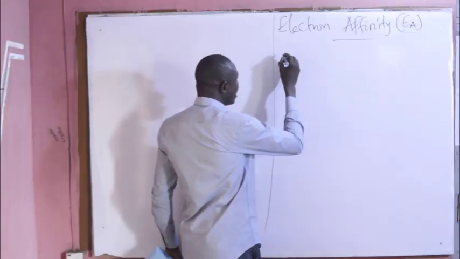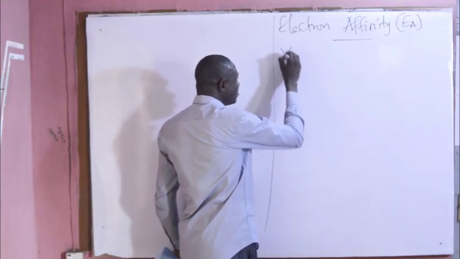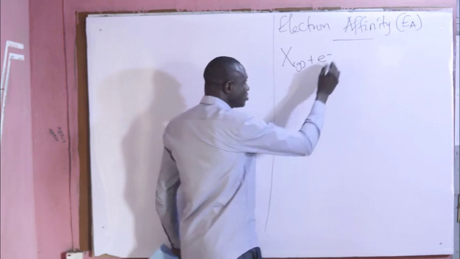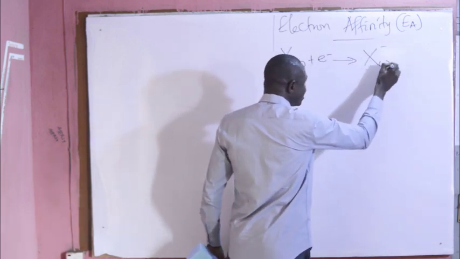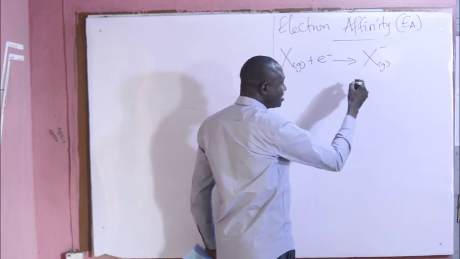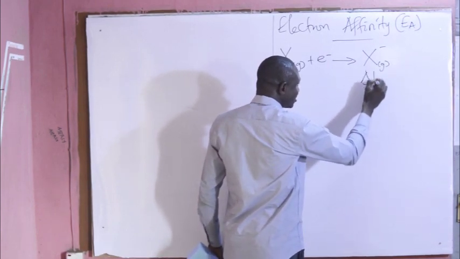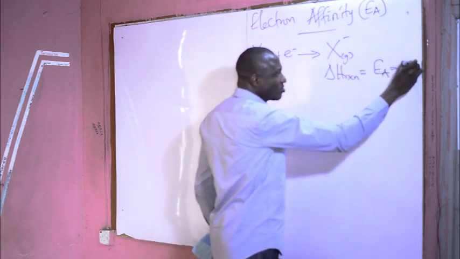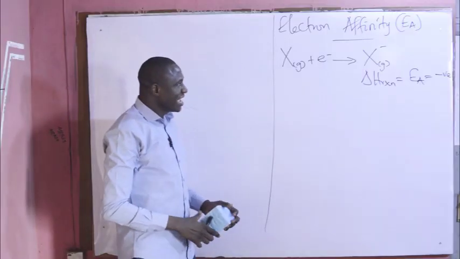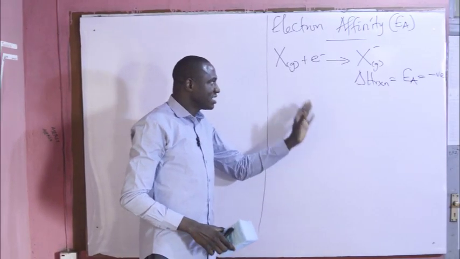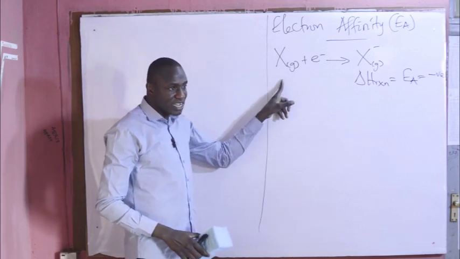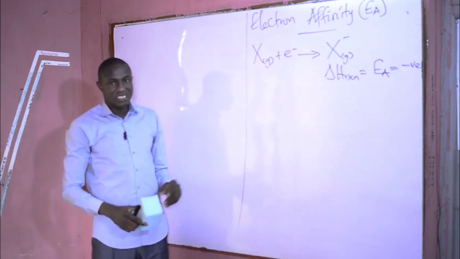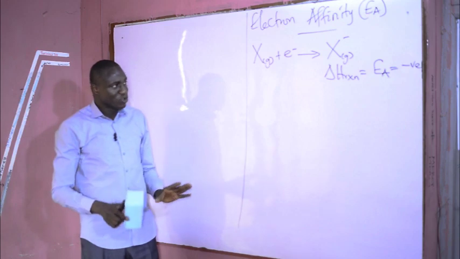In a nutshell, electron affinity can be represented assuming you have an element X in gaseous state and you are adding an electron to that element to produce the anion of that element in gaseous state. The energy released in this process, the enthalpy change of reaction, is equal to what we refer to as electron affinity, and it is always negative in value, meaning energy is released whenever an electron is added to an atom in its neutral state. However, the variations of electron affinity in the periodic table is dependent on two factors.